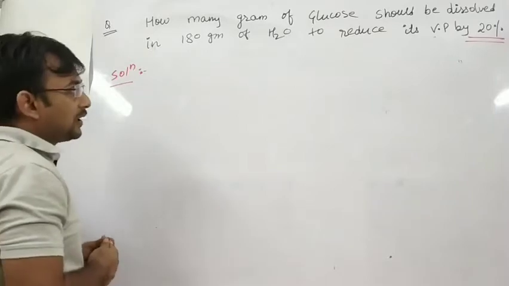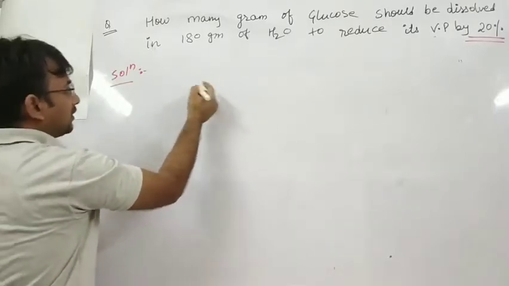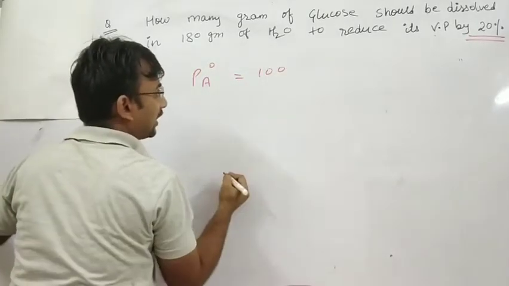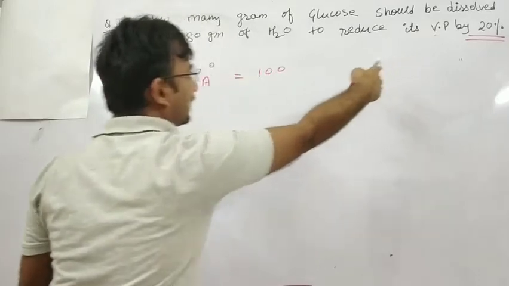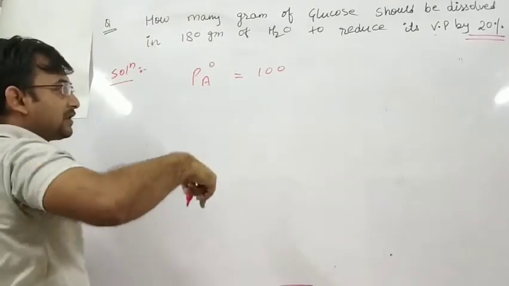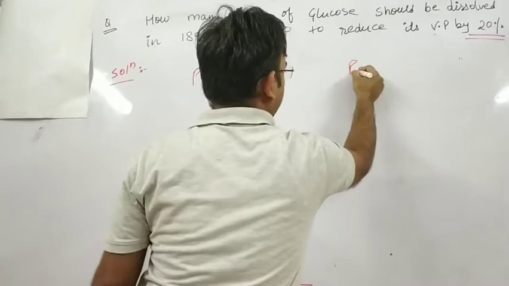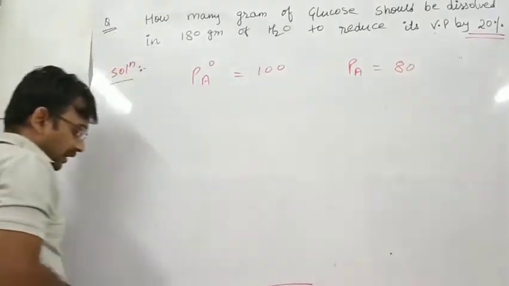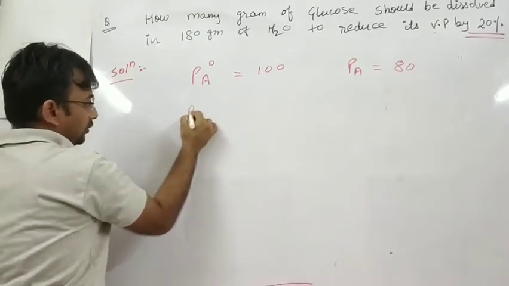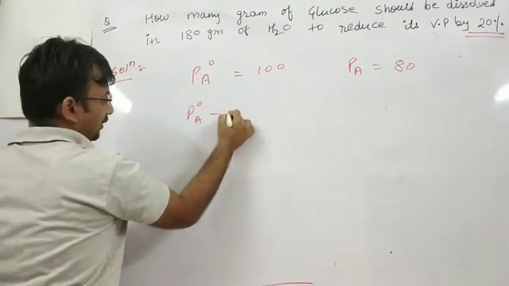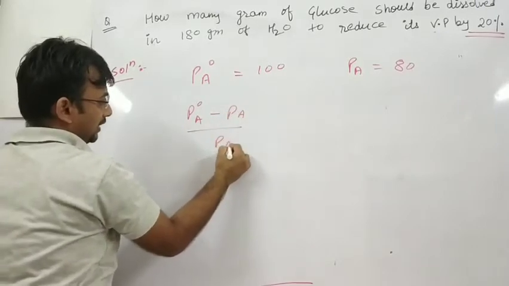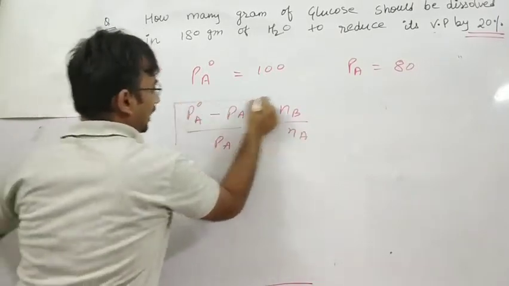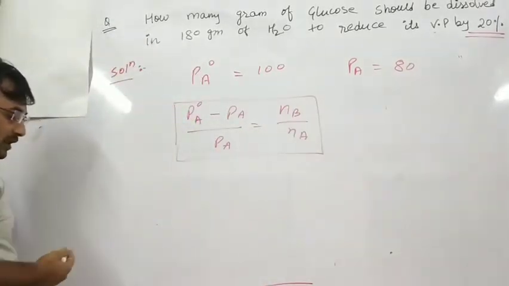So in this particular question, let the vapor pressure in pure form be 100, right? Here it is given that it is reduced by 20%. That means now the actual vapor pressure will be 80, right? So P naught A is 100 and PA is 80. According to the formula we have derived, (P naught A minus PA) divided by PA can be written as NB upon NA. This formula we have to apply. Now put the values in this.